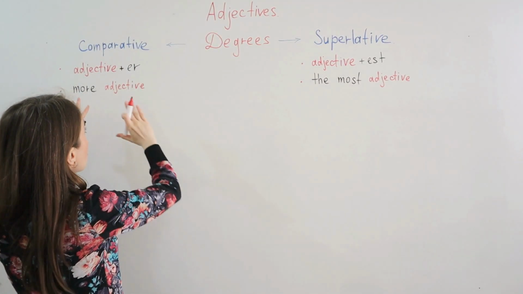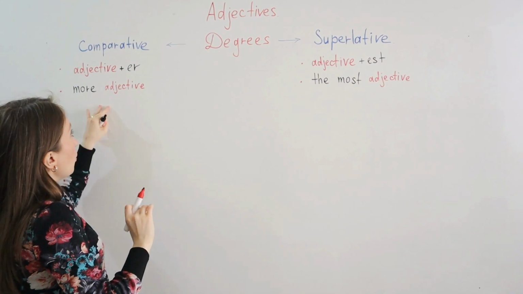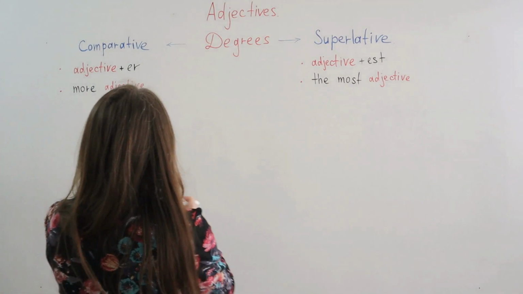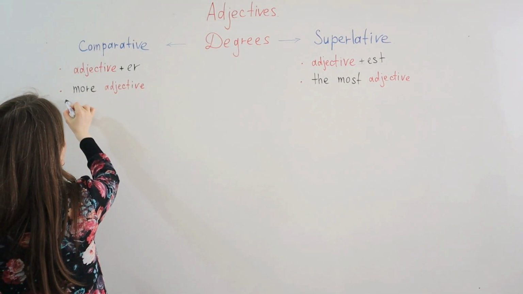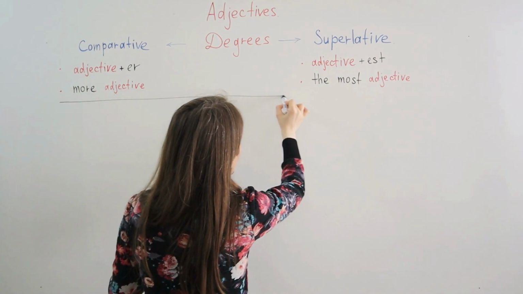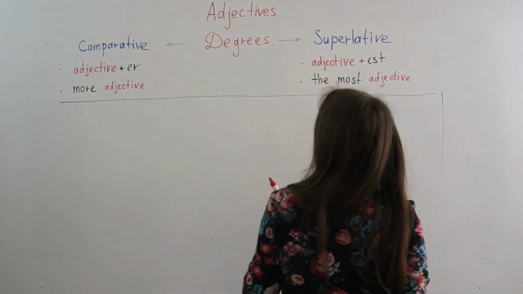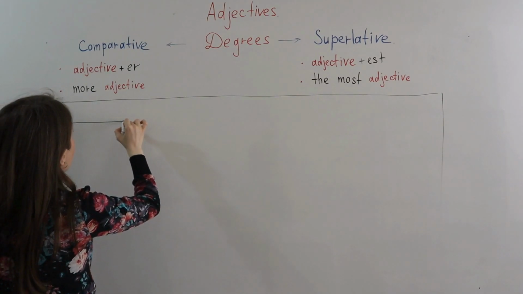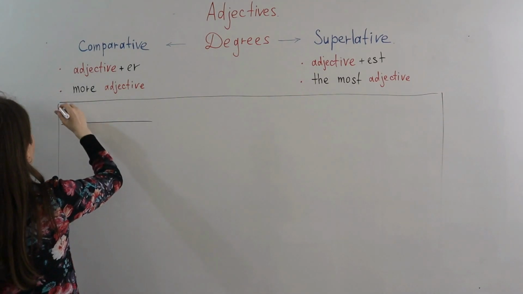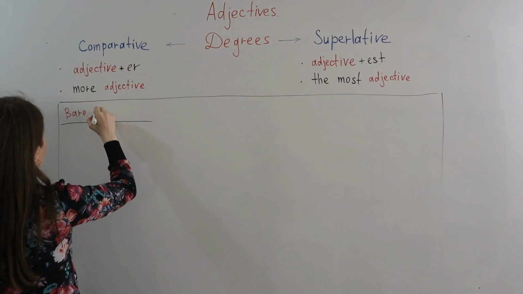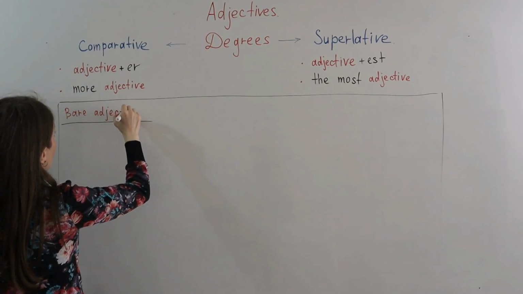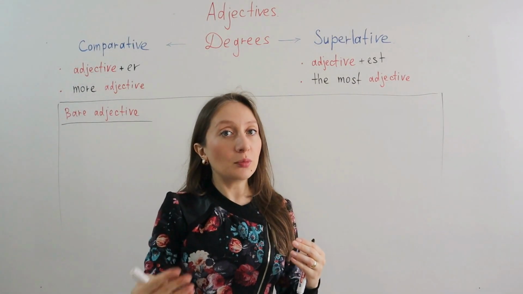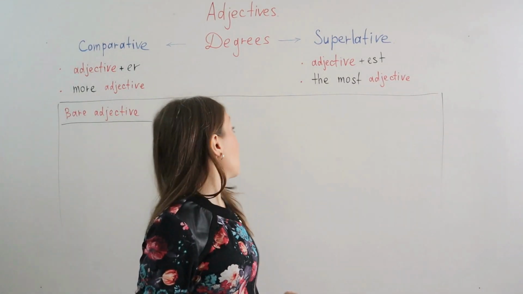All right, now we know the structure, like visually you can see how to make it. Now I will write some examples, okay? So let's see our examples. For example, I will make the table like that. So here we will have bare adjectives. Bare adjective means like the first form, the zero form of an adjective, like you didn't change it, right?